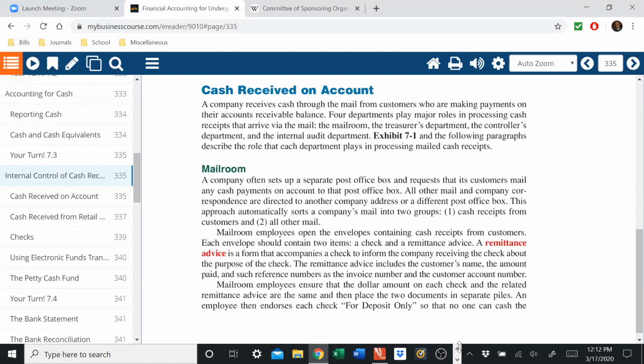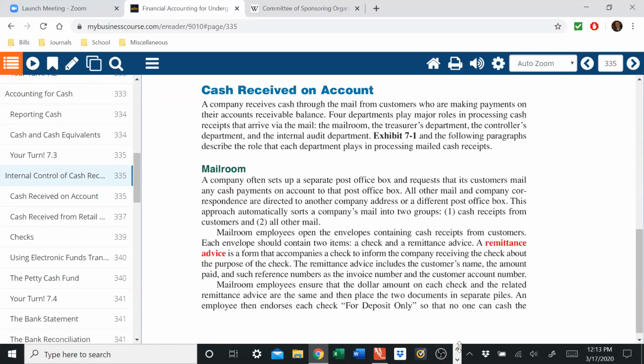For cash received on account, the first internal control a company has in place is a mailroom. They'll set up a separate post office box, and they request that customers mail their cash payments on account to that post office box. All other mail and company correspondence would be directed to another company address. So there's one post office box just for customers to pay off their accounts.